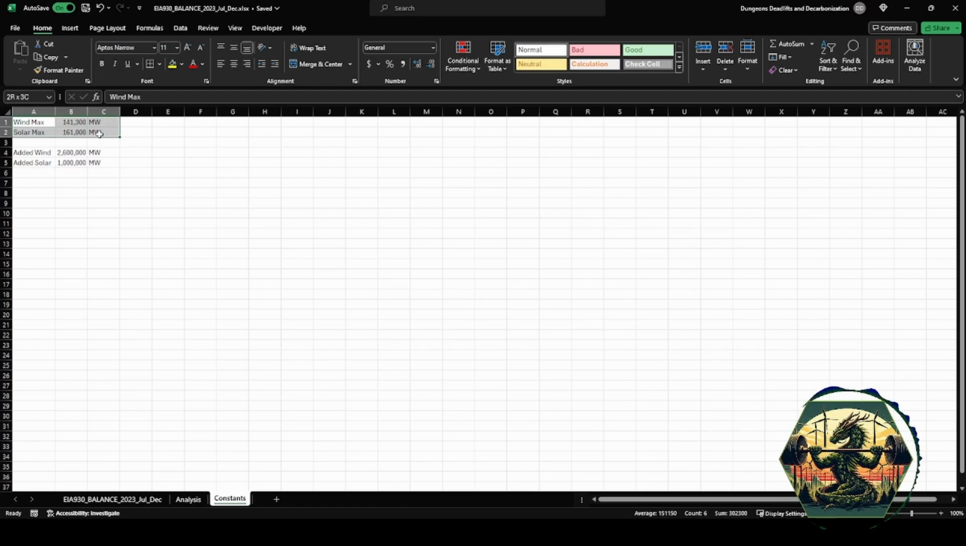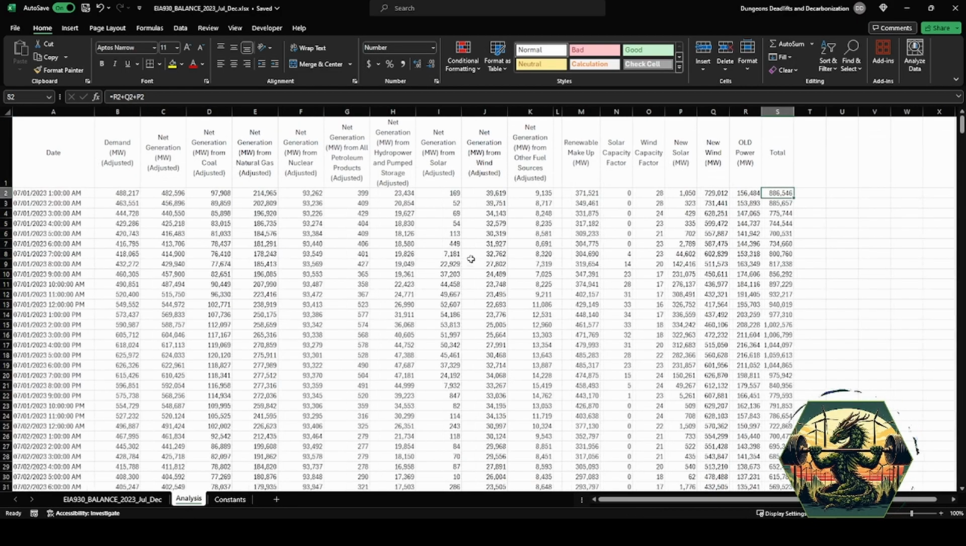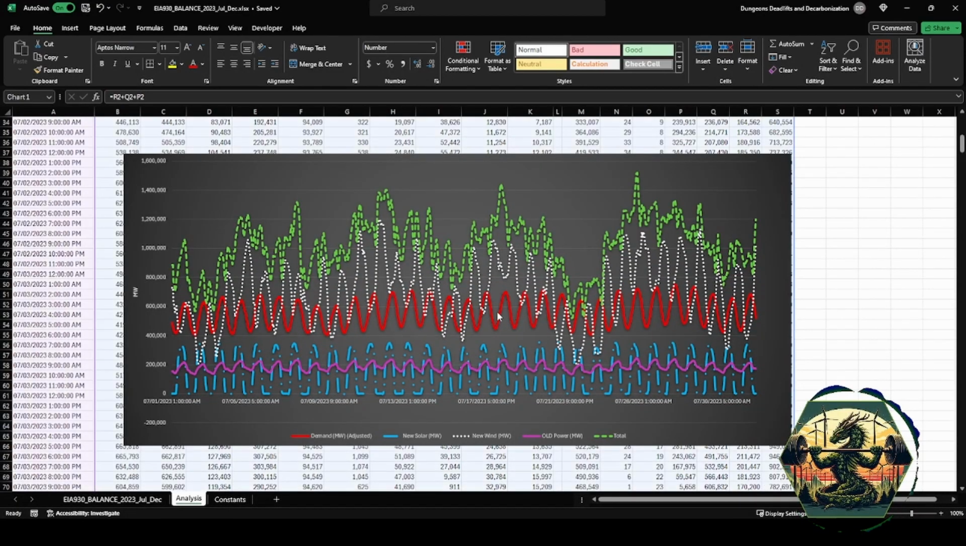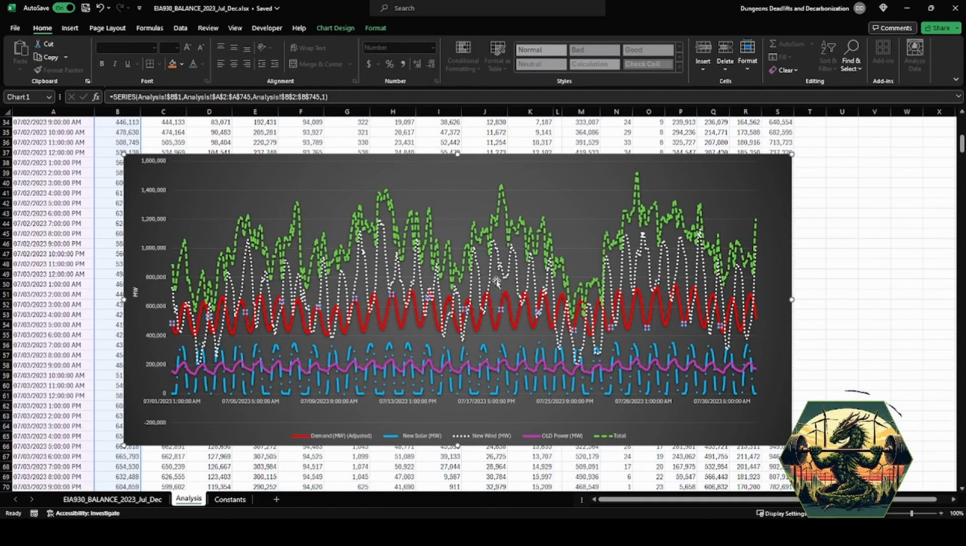Wind max and solar max are the same. And then I add 2.6 million megawatts of wind and 1 million megawatts of solar. By doing that, we can scroll down here and get to this chart. You can see the red being the total demand, the white being the new wind, the blue being the new solar, and then the purple being the old power, obviously excluding all of the fossil fuels. And then the green is the total power that we create. And again, you can get a similar chart to what we were showing in the Python analysis.